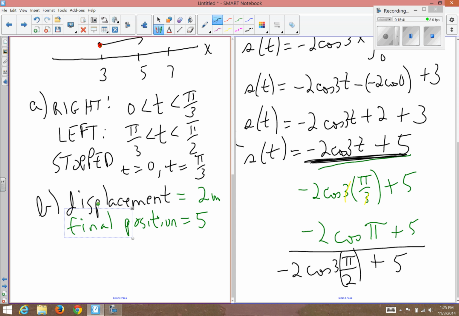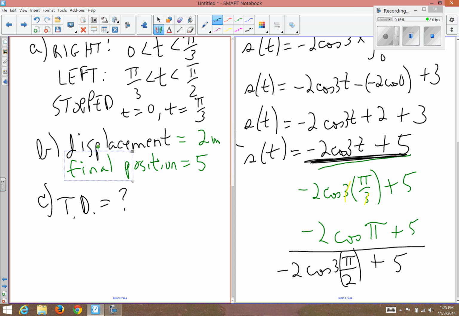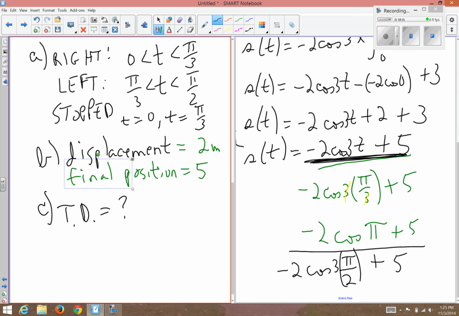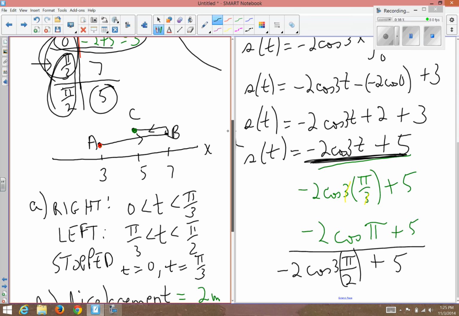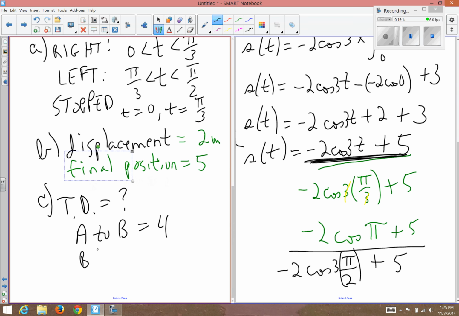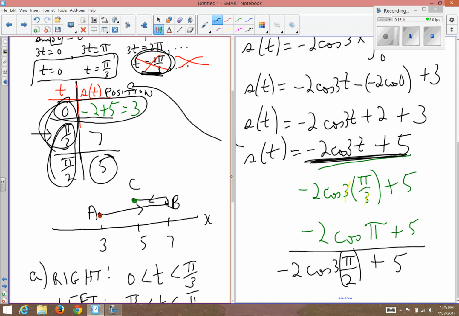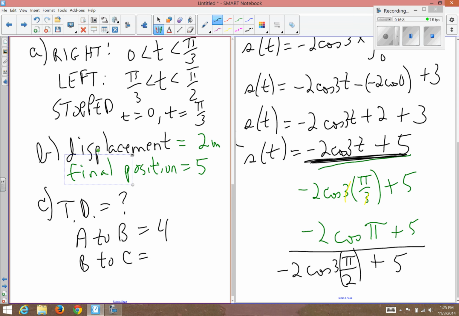And part C says find the total distance traveled by the particle. So we're going to just look at our little number line here. Let's call this point A and this point B and this point C. From A to B, how far is it from 3 to 7? That would be 7 minus 3, which is 4. And then the particle went from point B to point C. How far is it from point B to point C? It's from 7 to 5. That would be 7 minus 5, which is 2.